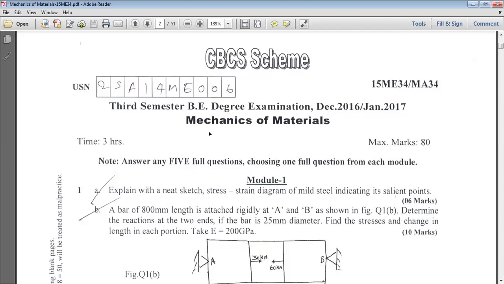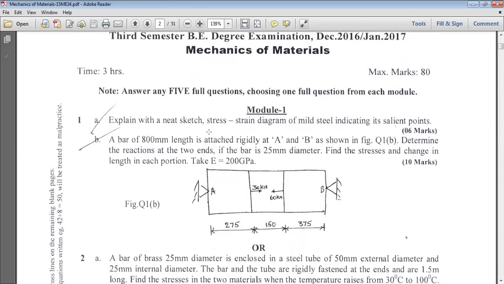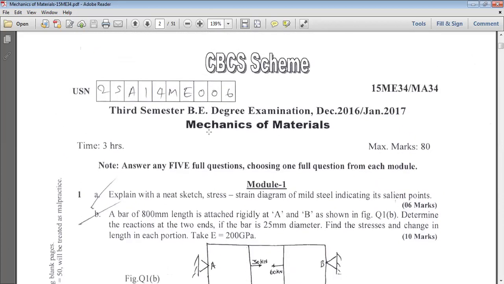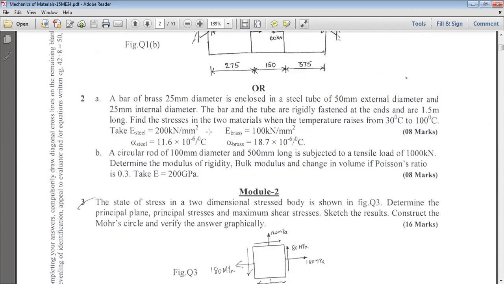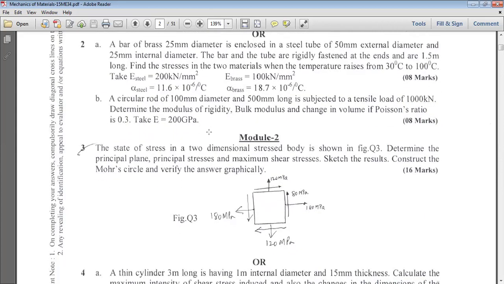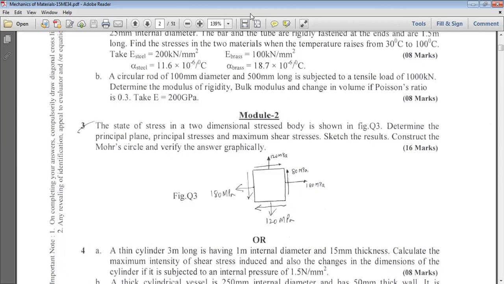Welcome to the class. So today we'll start with the construction of Mohr circle. Let us take one question from this question paper, that is December 2016 and January 2017. Here, if you see, in module 2, we have a question on Mohr circle.